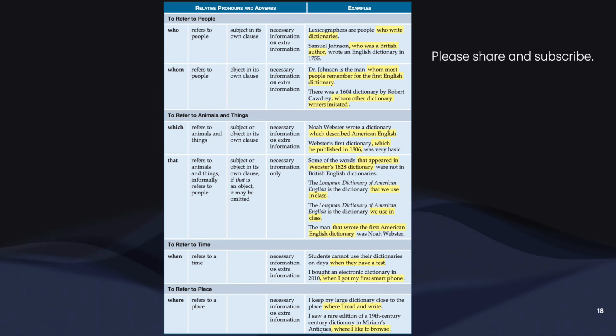Here is a picture from the book. There are the relative clauses with plenty of examples. You can take a screenshot.